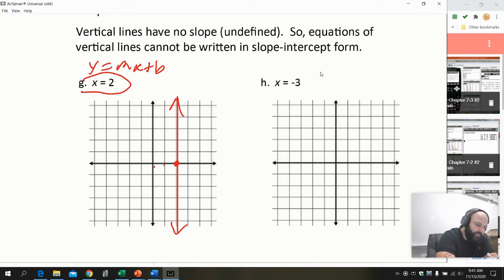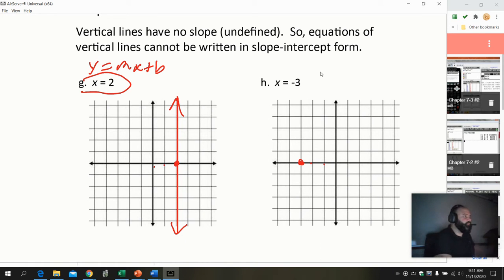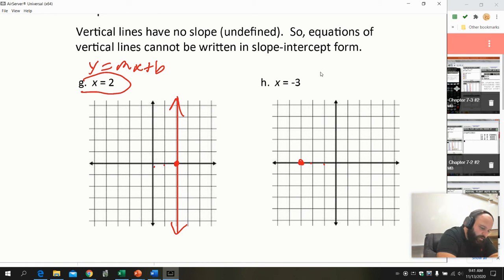Part H is going to be the same. I'm going to start at the origin. I'm going to move left 3 to -3 on the x-axis. And once I move to -3 on the x-axis, I'm going to draw a vertical line through there and then draw my arrows on the end of the line, and we have the graph of x equals -3. So the hardest part of these is just remembering which is which, right? If it's just y equals, it's going to be horizontal. And if it's just x equals, it's going to be vertical.